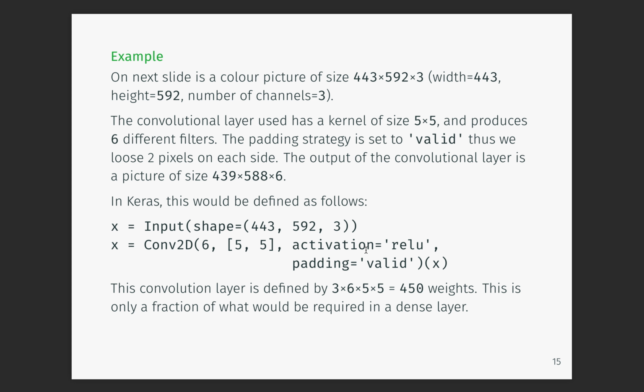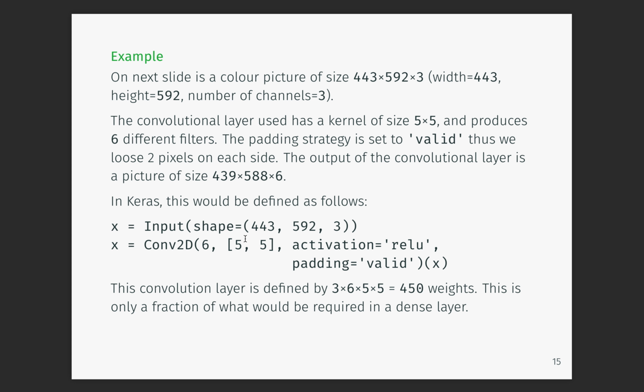We can specify as well the activation function. So here we just say it's a ReLU, and we set the padding size to valid. Okay. Now let's look at what's happening when you do that. So the output size, because we set valid, will be slightly smaller. Basically because the size 5 by 5 means that we are going to strip out 2 pixels on each of the sides of the picture.